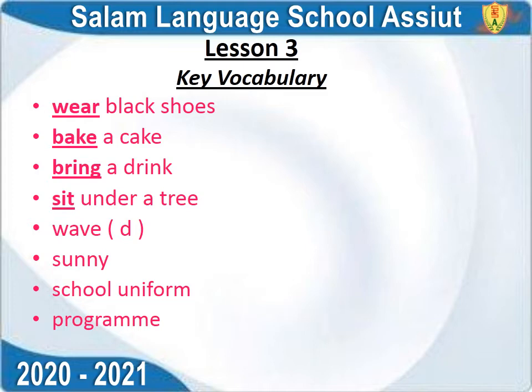Lesson 3. Here we have new vocabulary. For example, wear black shoes, bake a cake, bring a drink, sit under a tree, wave, the past form is waved, sunny, school uniform, program.